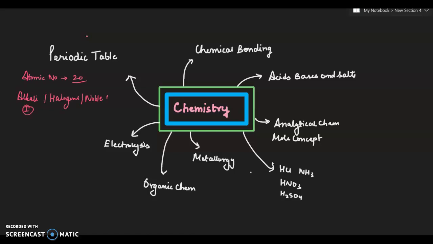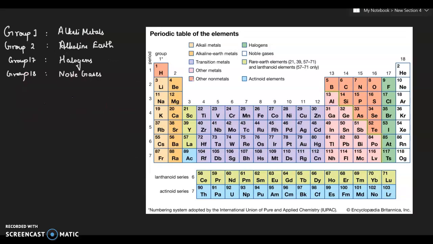You know that the first group is for alkali metals, and the 17th group in the periodic table is for halogens. For noble gases, it's 18. As you can see here, group 1 is for alkali metals. Then group 2 is for alkaline earth metals. These are the transition metals from 4 to 12. Then we have non-metals on the right hand side of the periodic table, that gain electrons, and on the left hand side, the metals that lose electrons. The 17th group is for halogens and 18th is for noble gases.